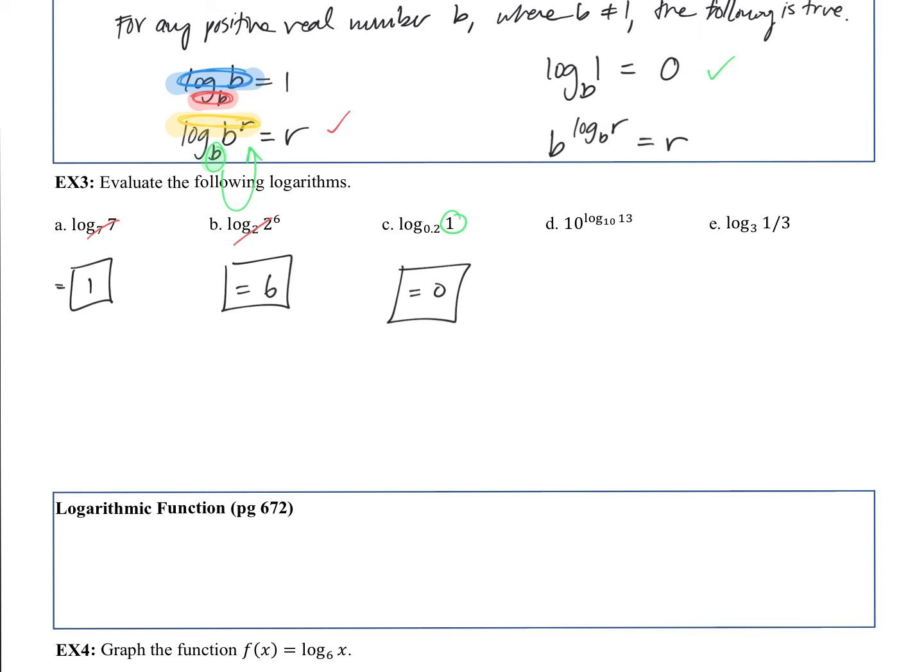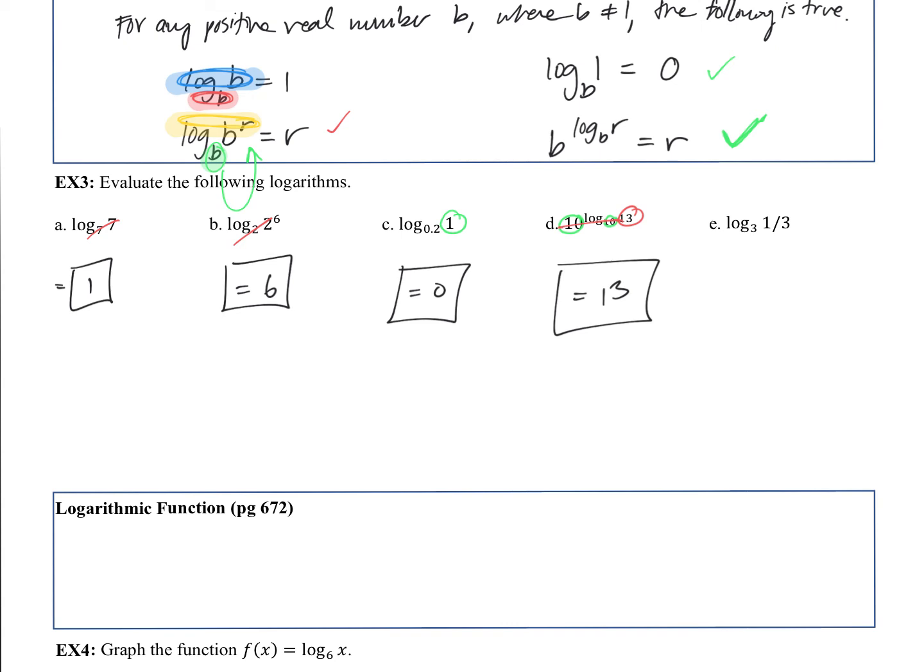Now the next one. Wow, that looks complicated. But notice, this matches the base. That works with this one right here. We can cancel those out, and we're just left with the argument, which is 13.